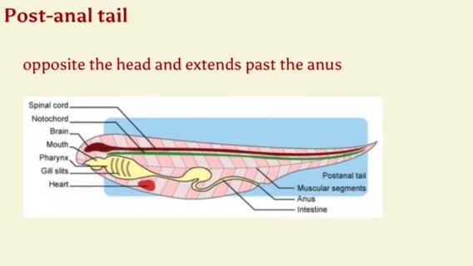So first is the post-anal tail, and a couple of these terms, just looking at the characteristic kind of tells you what it is, or where it's located. So we've got this word post, meaning after, and anal or anus. So post-anal means literally after the anus. So the post-anal tail is opposite of the head, and it extends past the anus. Again, remember with some of our earlier phyla, that was not the case, but with chordates, that's one of their defining characteristics.